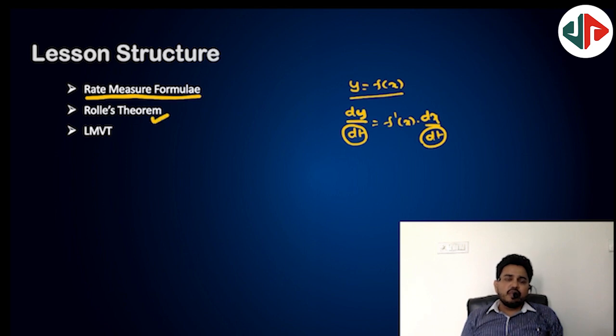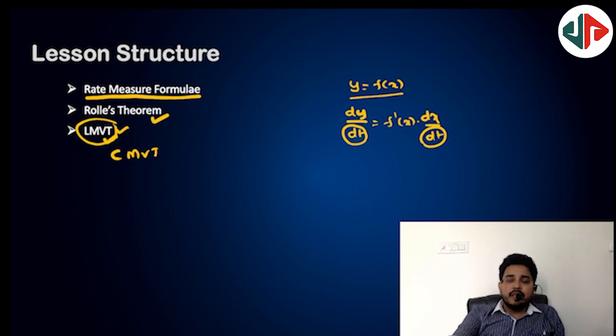Then we'll go with Rolle's theorem. We'll go ahead with Lagrange's mean value theorem. And the last but not the least, Cauchy's mean value. So main thing is among these three, Lagrange's mean value theorem is known as the mean value theorem.